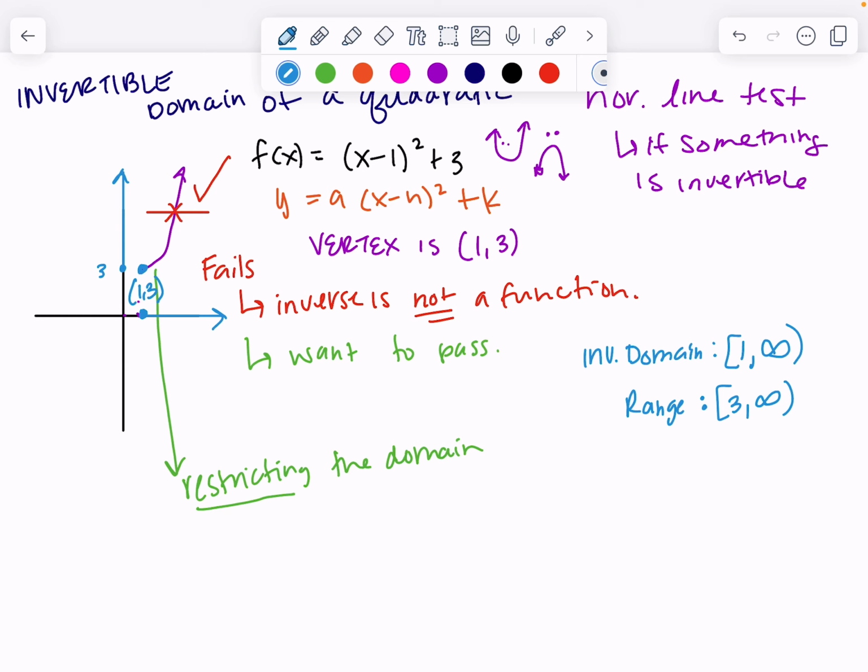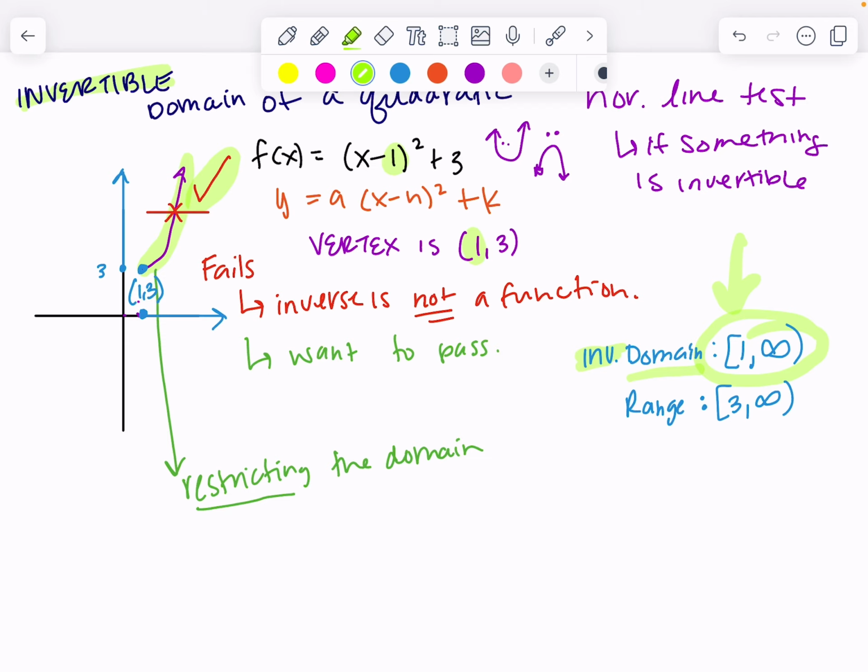And that's pretty cool. This is what we're trying to do. We've now made it invertible. It is invertible because it now passes the horizontal line test. And we only took this half of the quadratic. And that's what we call this invertible domain. So we're saying, hey, our quadratic will pass if we only look at the half that starts at the vertex. And once again, we get that 1 from this vertex form. That is where we were starting from.